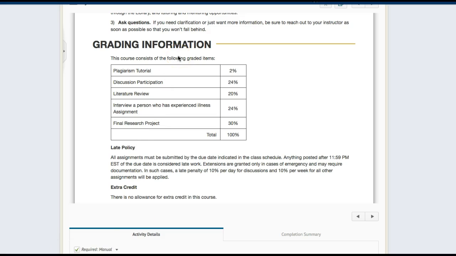Now let's switch our attention and focus on grading information. This course consists of the following graded items. The first thing that you'll see here is our plagiarism tutorial, which is worth 2% of your final grade. The second item here is our discussion board posts, which are worth a total of 24% of your final grade. The third item in our table is the literature review, which is worth 20% of your final grade. The fourth item is the interview with a person who has experienced illness assignment, which is worth 24% of your final grade. And our last item here, certainly not least, is our final research project, which is worth a total of 30% of your final grade. All of these items together total 100%.